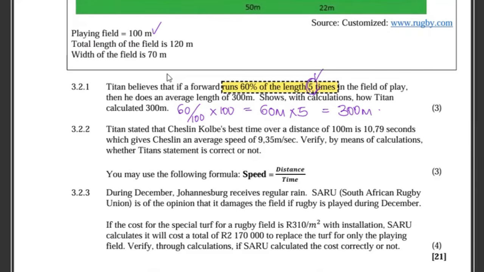Okay. Tiana stated that Chris Colby's best time over a distance of 100 meters is 10.79 seconds, which gives Christina an average of 9.35 meters per second. Verify showing all, but we are verifying the speed in meters per second. So the distance covered is 100 divided by 10.79. So we shall pick our calculator here.